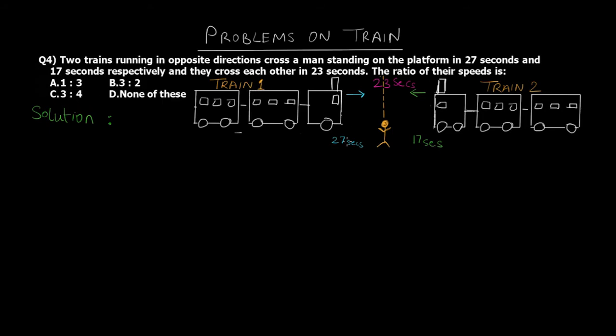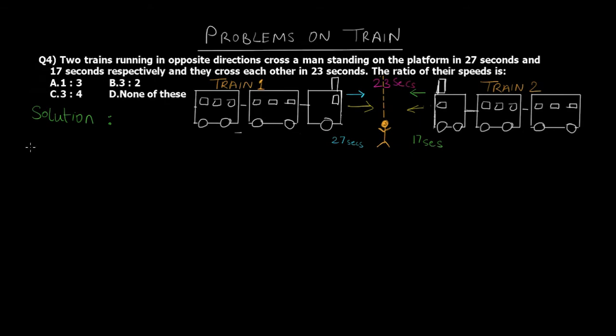So train 1 takes 27 seconds to cross this man in this direction, and train 2 takes 17 seconds to cross this man who is standing on a platform. And these two trains take 23 seconds to cross each other as well. So they want the ratio of their speeds actually. They don't need a definite value, they just want the ratio of their speeds.